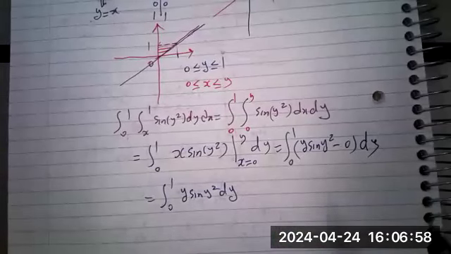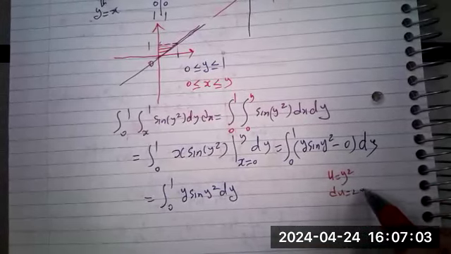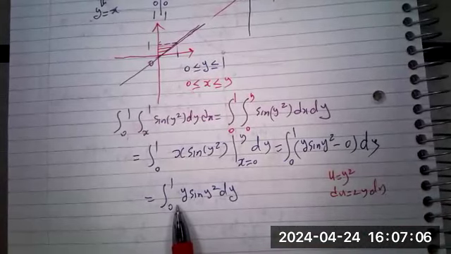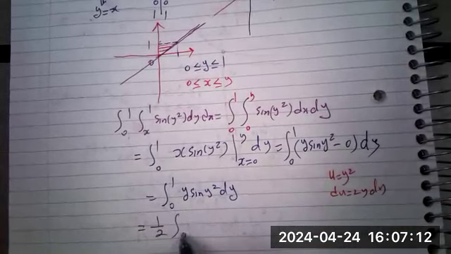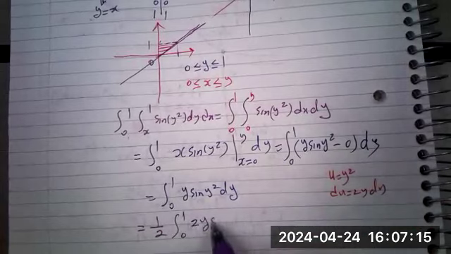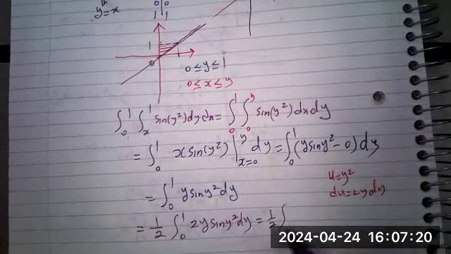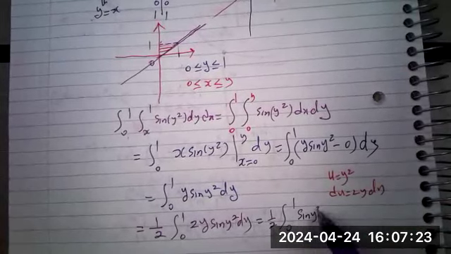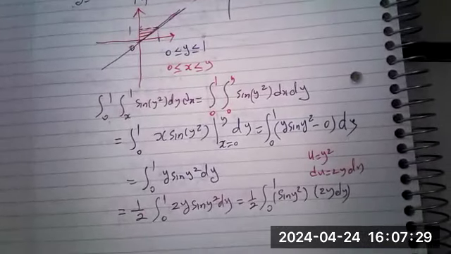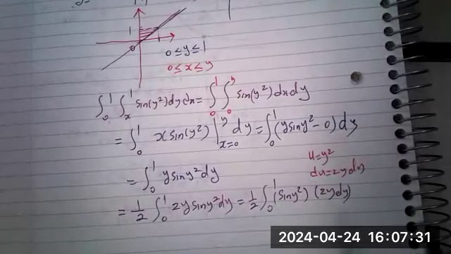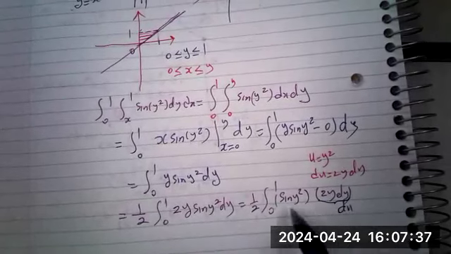Again, you want to use substitution. If you take u to be y squared, your du would be 2y dy. So you need a 2 here. So what we do is we divide outside by 2, and you multiply the inside by 2. 2y sine of y squared dy. So you have it. It's a 1/2 integral from 0 to 1 of sine of y squared, and this is your du. So it's like the integral of sine of u.